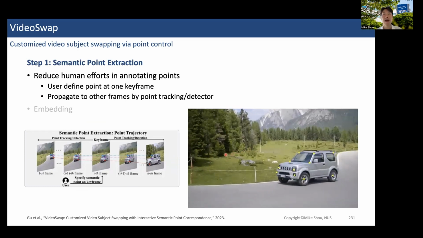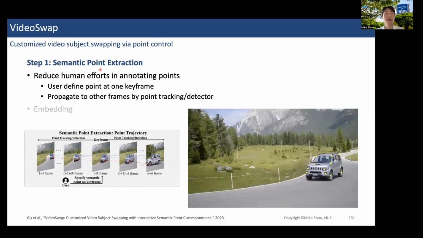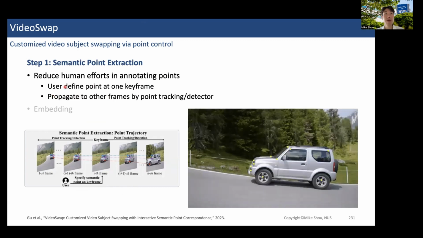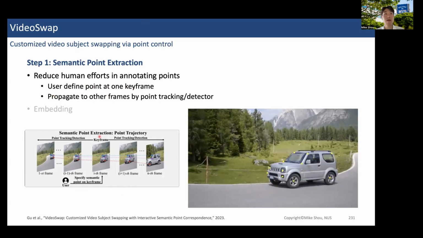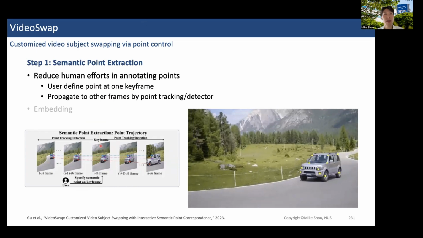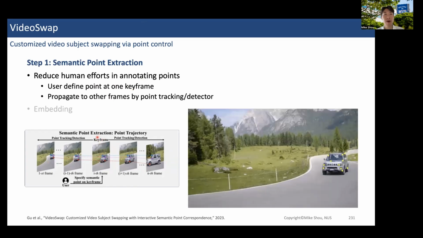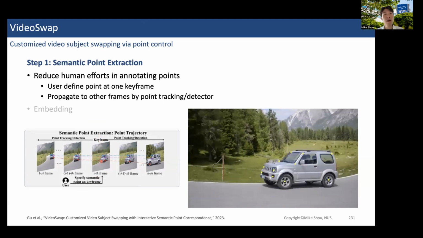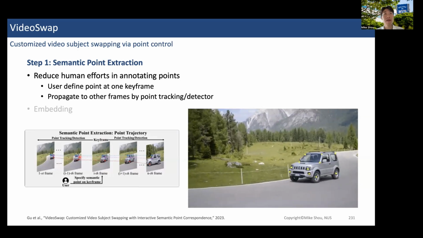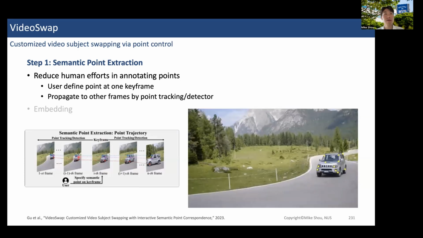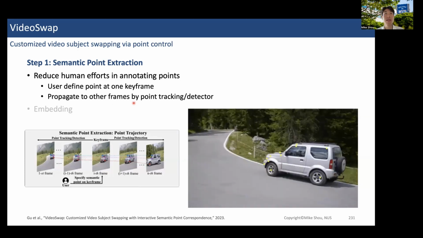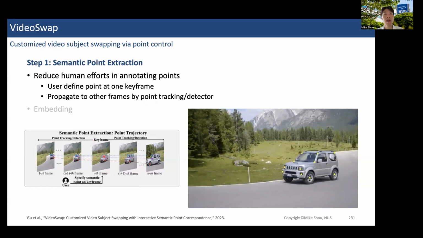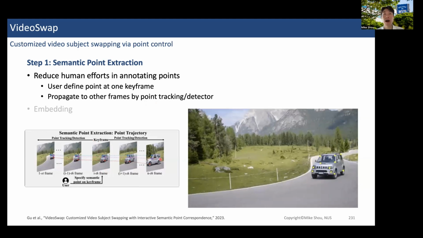And the first step is to extract the semantic points. To reduce the effort in annotating points, we only let the user define points at one key frame. Let's say here are so many frames, and we only annotate one of the frames, the key frame. Then, in order to obtain the coordinates of the points on other frames, we use some existing technologies like point tracking or detectors, so they can propagate these annotated points to other frames.